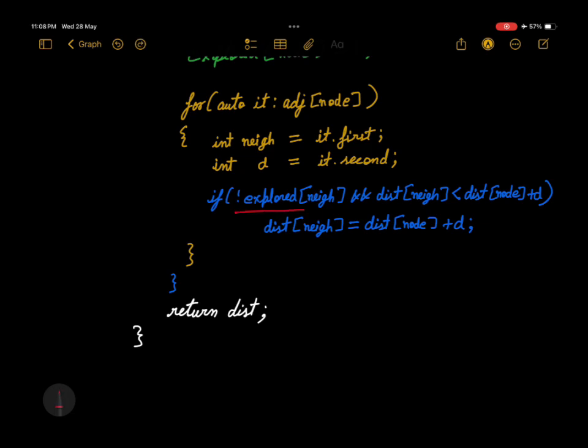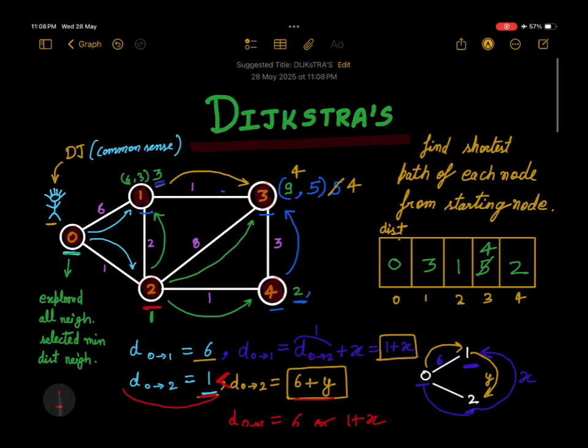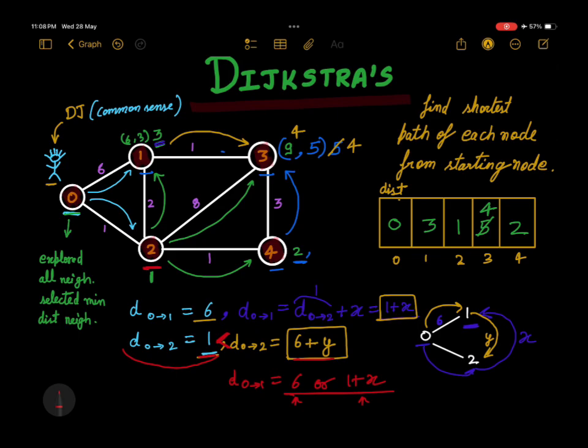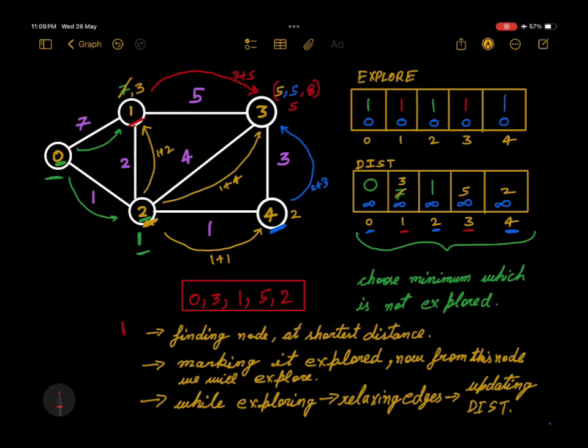See it carefully. What we're doing is, if the neighboring node is not explored and its distance is less than the parent node distance plus the edge weight, then we will update it. Now let's revise what we have studied today. Say Dijkstra, and we got a very common observation that for every step what we are doing is we are selecting the minimum distance node. We will go there and do exploration from that node, and we repeat this process. So what we observed is that we are finding the node at shortest distance, marking it explored, and from this node we will explore, and while exploring we are relaxing the edges, right?